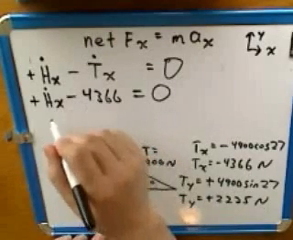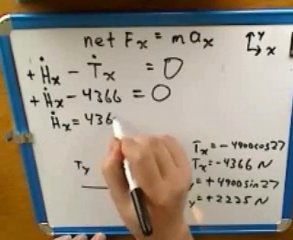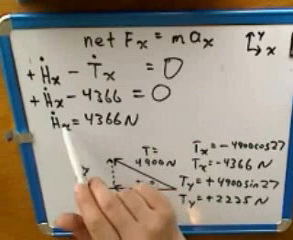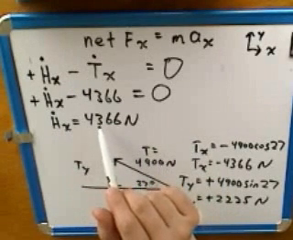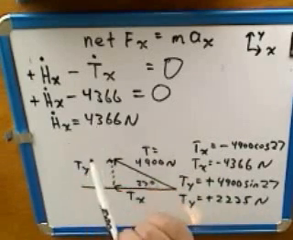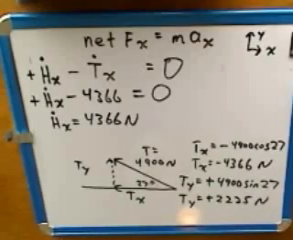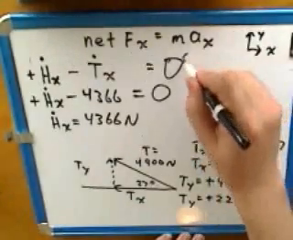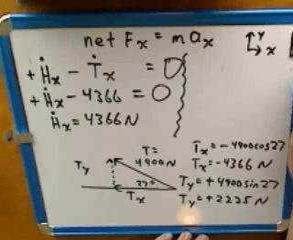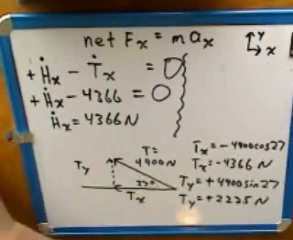With just a little algebra, we get that the hinge force here in magnitude is 4366 newtons. Notice that mathematically the variable came out positive, and that really has to be the case because we're just using it to stand for a magnitude, and magnitudes have to be positive. So hinge force X is 4366 newtons. Let's do the same thing for hinge force Y. I'm going to do that on a separate page.